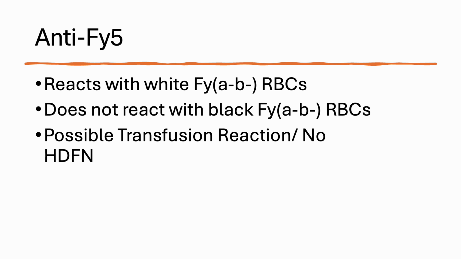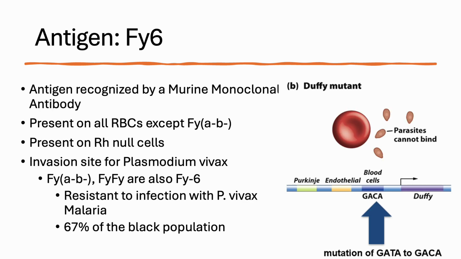This is because that Duffy antigen just doesn't tend to provoke a strong fetal response. Okay, and the last antigen is FY6. This Duffy antigen is recognized by a murine, or mouse-derived, monoclonal antibody. It's present on all red blood cells, except, again, those from individuals with the Duffy A negative, B negative phenotype. But it is present on Rh null cells. So that's one of the key differences between FY6 and the other Duffy antigens like FY5.